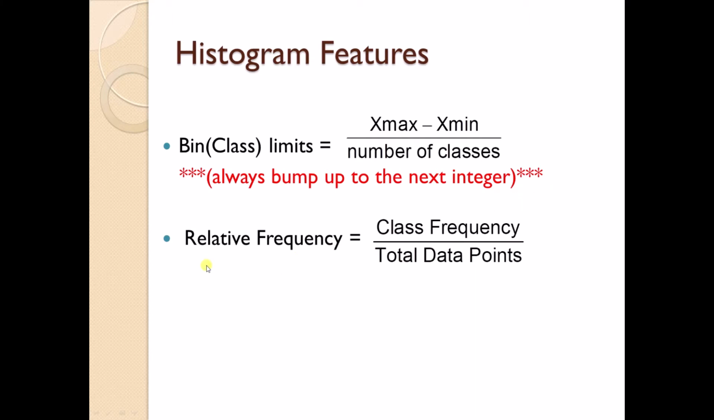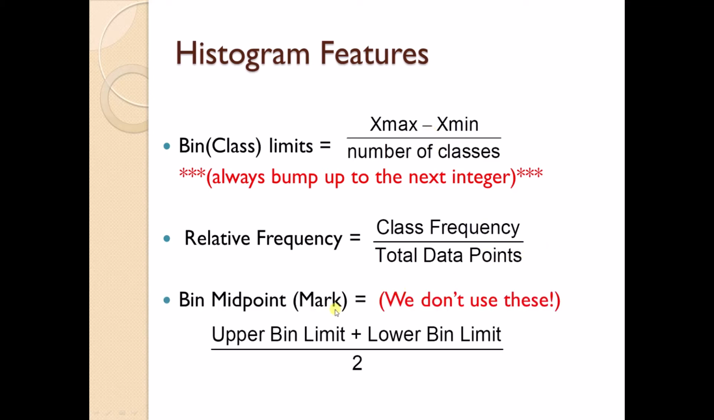All right, if we're doing relative frequency, that's just the amount within your bin, that class frequency or bin frequency, divided by the total number of data points. I'm going to show you how to do that. It's a very quick way. We can do it like a spreadsheet. And really, these are the only 2 things that you need.